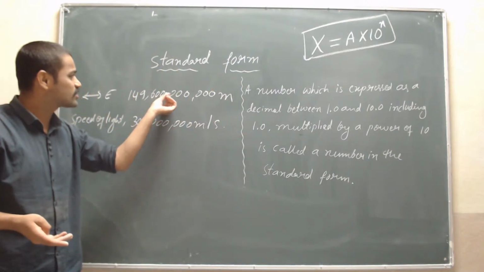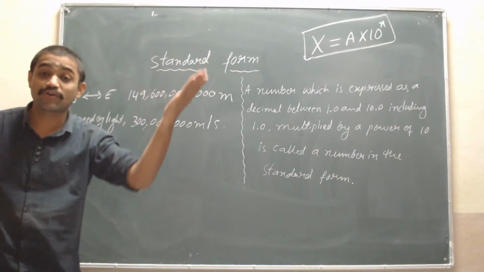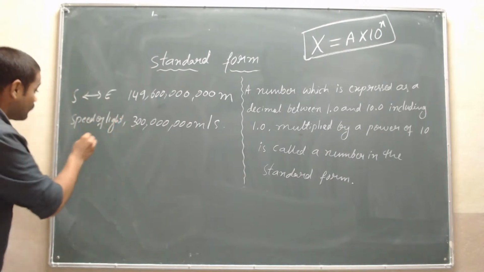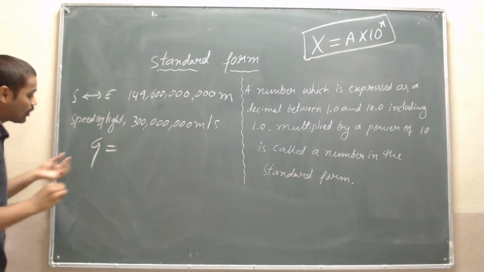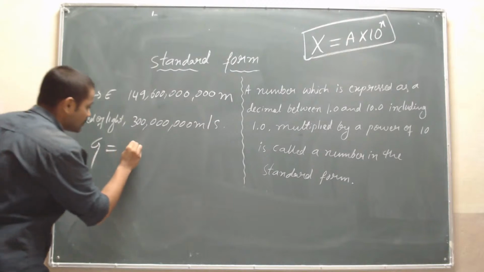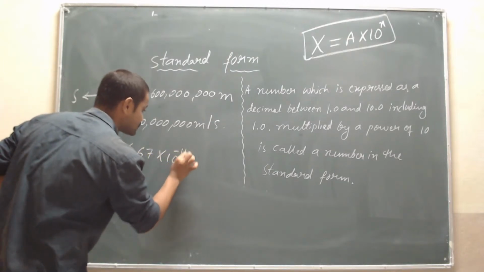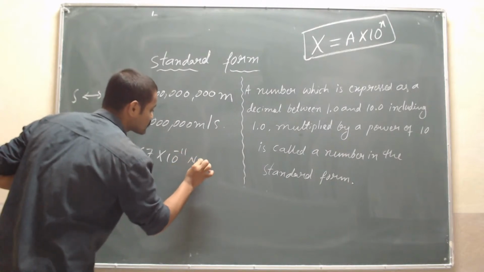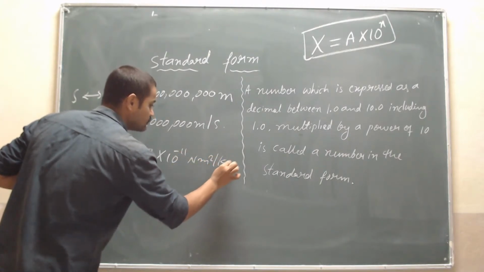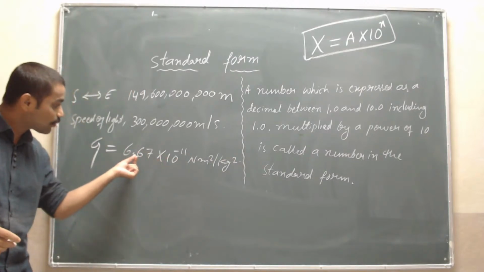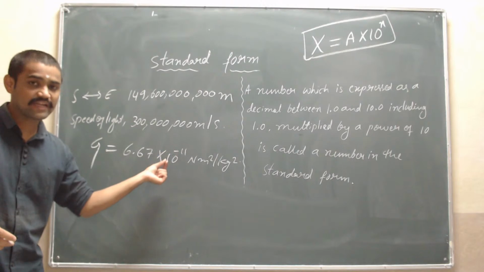How many zeros? 1 2 3 4 5 6 7 8 9 into 10 to the power of 9 meter directly. Or else, what is the value of G? That is easily told: 6.67 into 10 to the power of minus 11, Newton meter square per kg square, like that. The general formula is 6.67 into 10 to the power of minus 11.